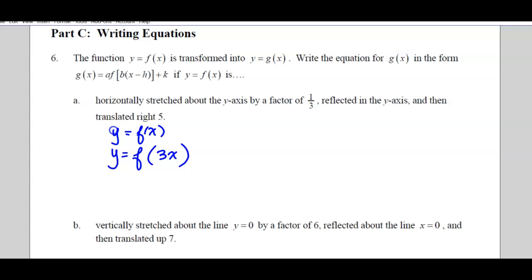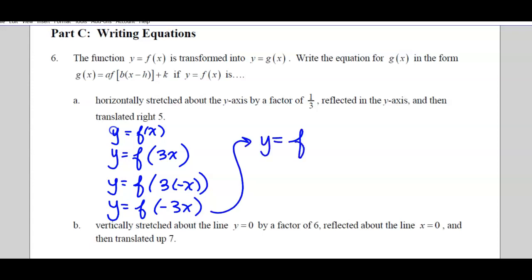Reflected in the y-axis, that's the vertical axis, so the x value changes sign. The next transformation is really replacing x with negative x. What happens there is really that's the same as negative 3x, so I probably wouldn't show this step. I just put a negative in front. Whether you even show a separate step or just put it back in there. Again, it actually doesn't say to show your work. It says write the equation, so we're only looking for the final answer. And then translated right 5, we replace x with x minus 5 if we're going to the right.